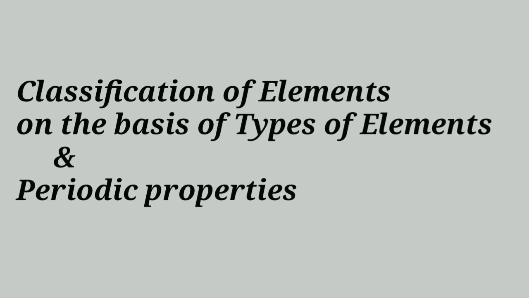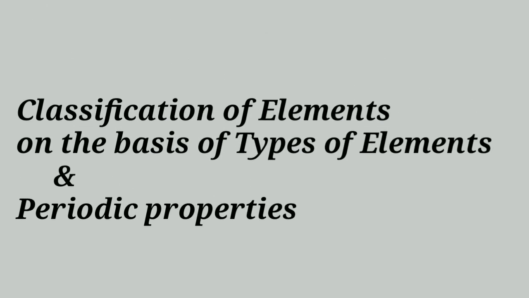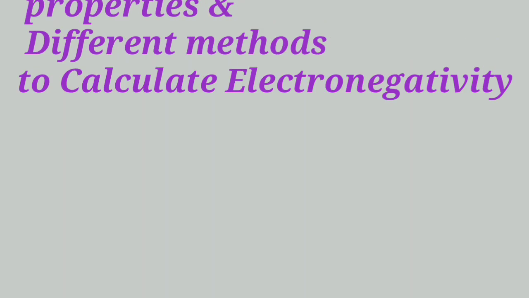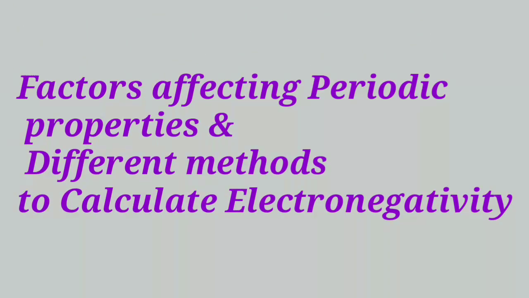Students, in our last lecture, we discussed the classification of elements on the basis of types of elements and a few periodic properties. So in today's lecture, we are going to discuss factors affecting periodic properties and different methods to calculate electronegativity. So let's get started.